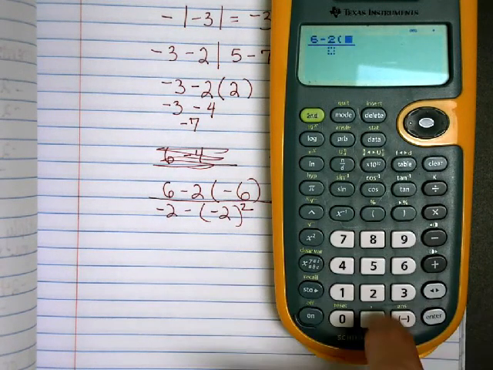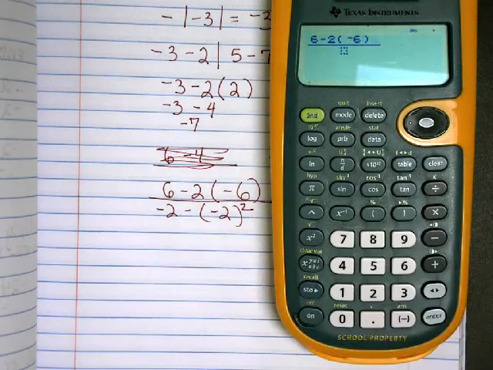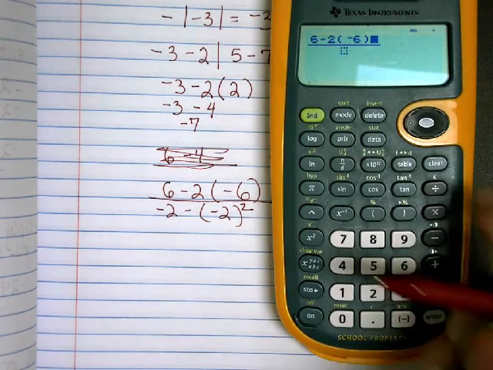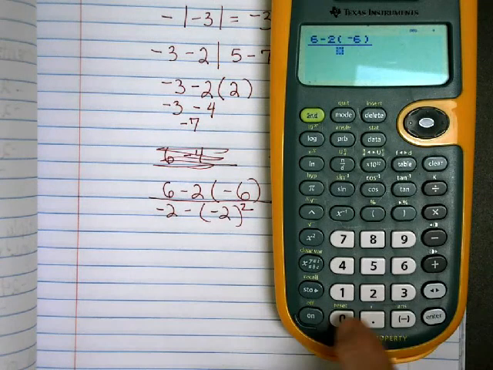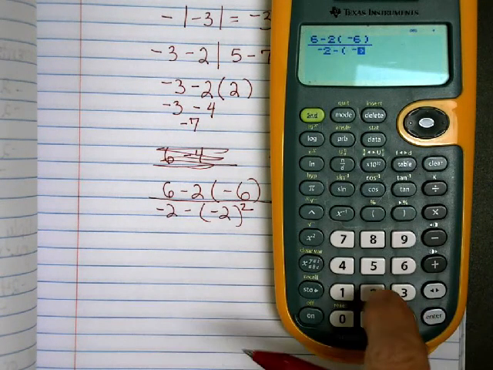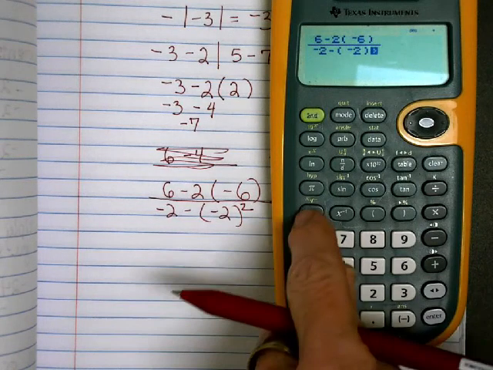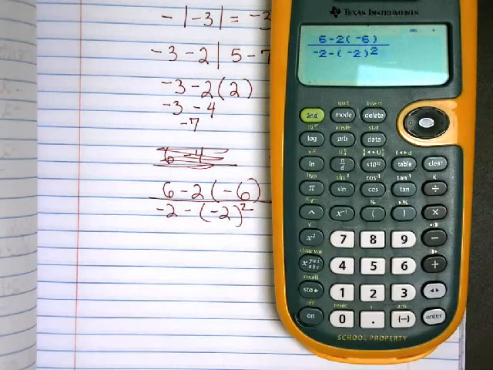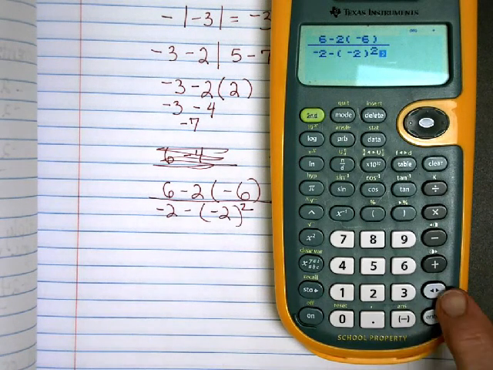You see this fraction button here? On the top, I can put 6 minus 2 times negative 6 in parentheses. See what I did? That's the easiest way. Then on the bottom, negative 2 minus parenthesis, negative 2 parenthesis, and then I can use my squared button and hit the equal sign. You've got to know your instruments.